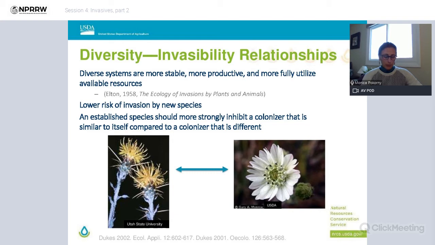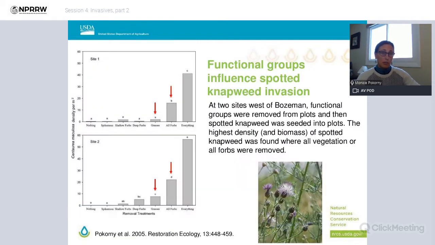So the important part of this work was that it's important to maintain and establish diverse communities during weed management, but it's also really important to establish and promote species that might be more competitive against the invasive species.